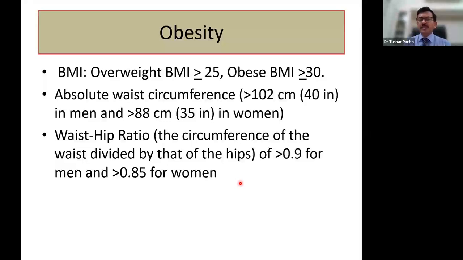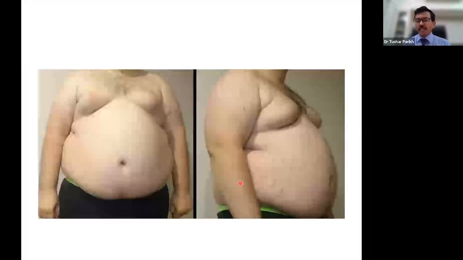Now, how many of you knew this, that this is the definition of obesity? But how many of you can tell me that this person is obese? How many of you want to know the abdominal circumference? How many of you want to know the waist to hip ratio? No, none of us, because this person is obese.